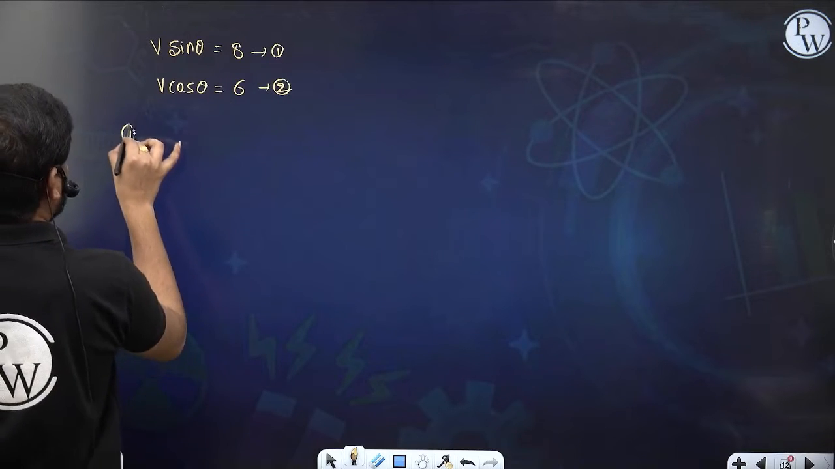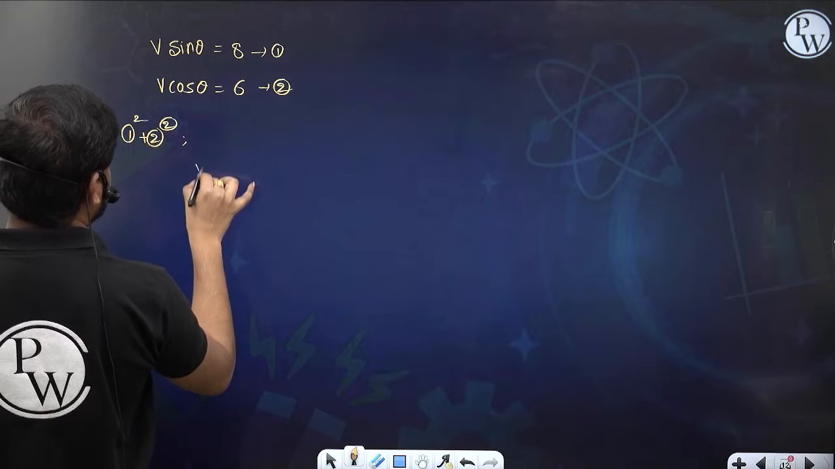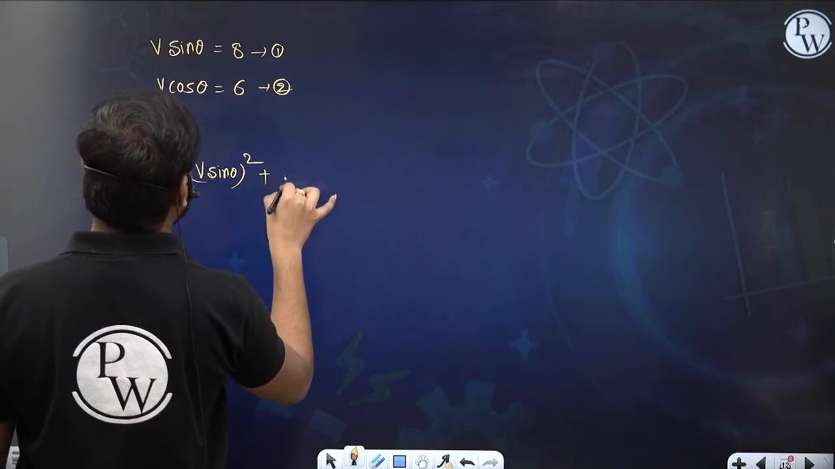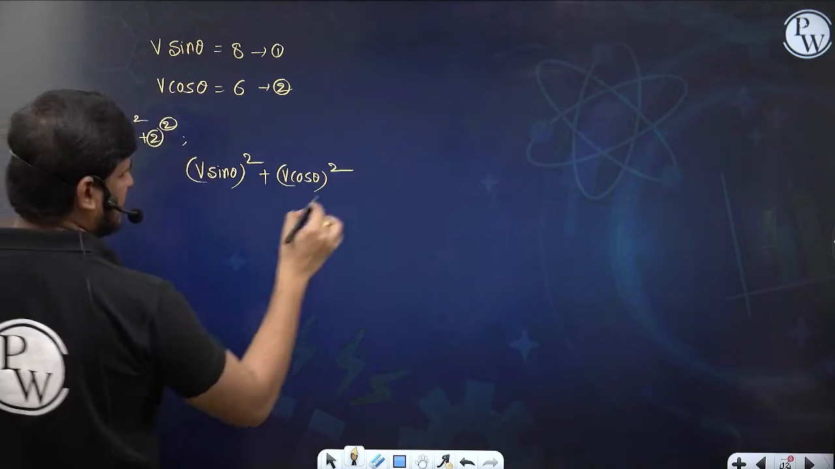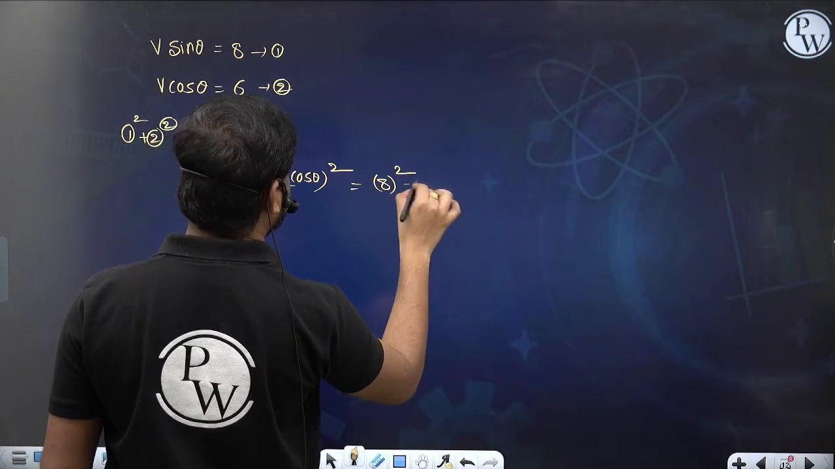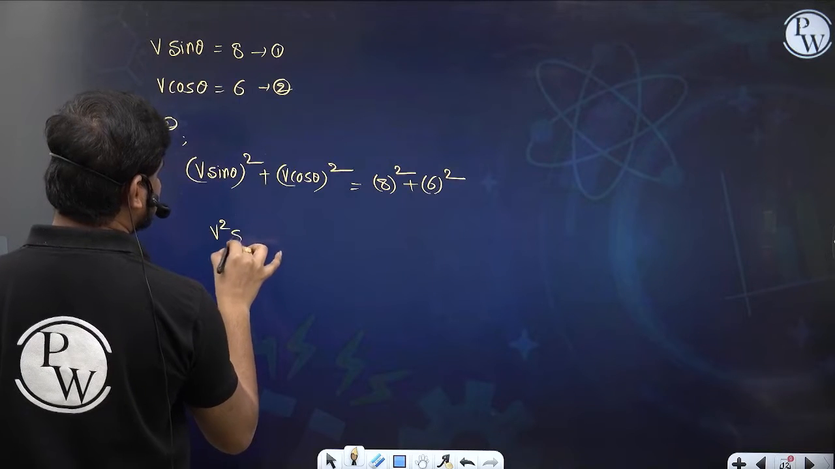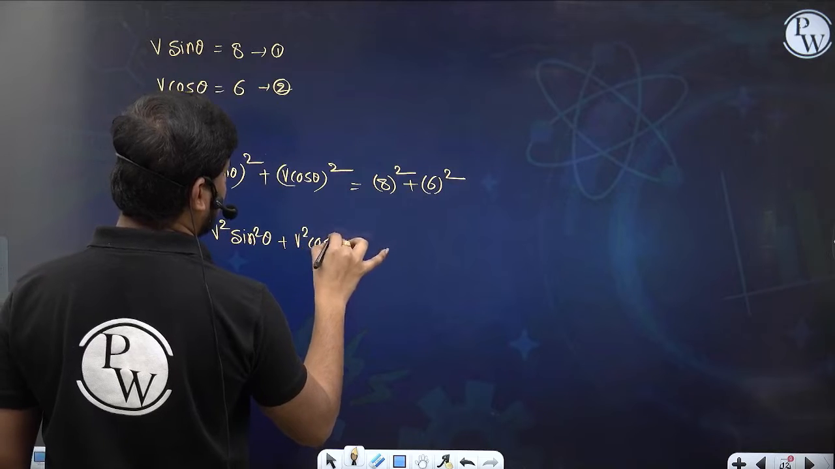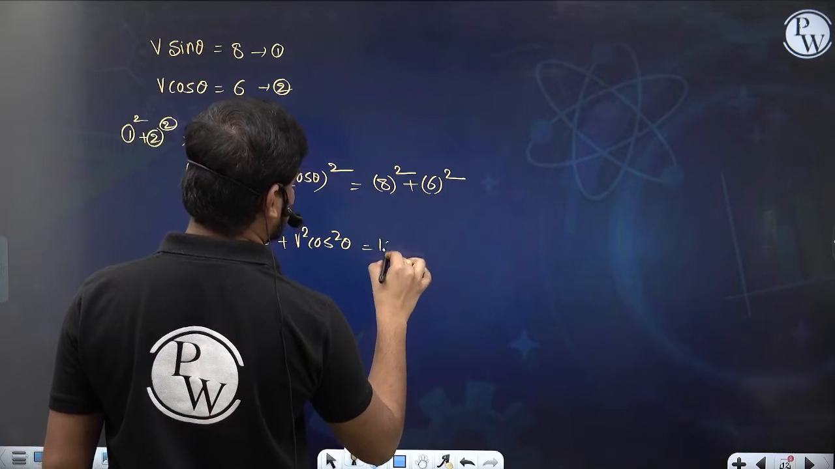So now I am doing 1 square plus 2 square, adding those two. Which is nothing but V sin theta whole square plus V cos theta whole square. Their LHS adding and squaring. And then the same, 8 square plus 6 square. So this becomes V square sin square theta plus V square cos square theta equal to 64 plus 36, which is nothing but 100, right?